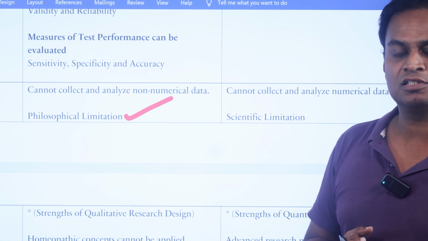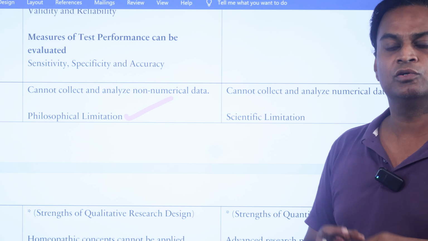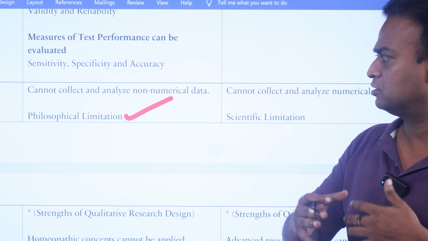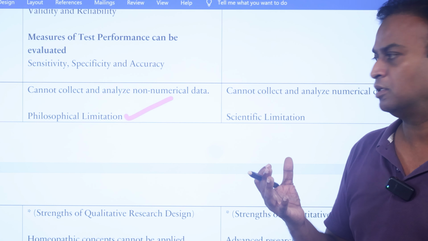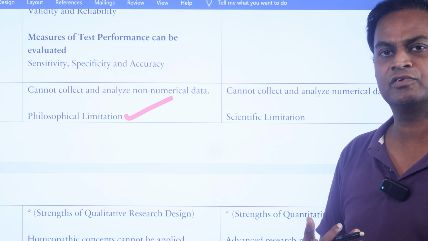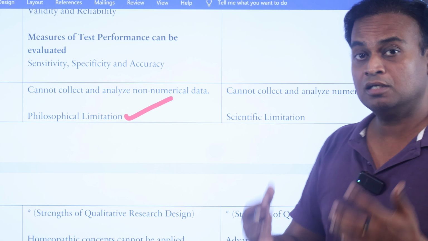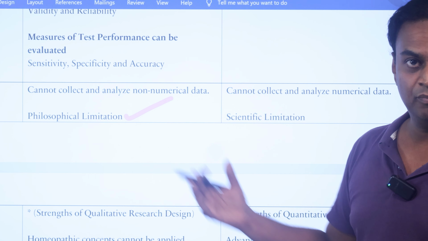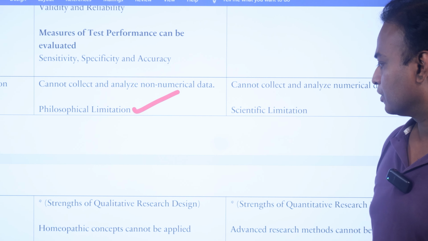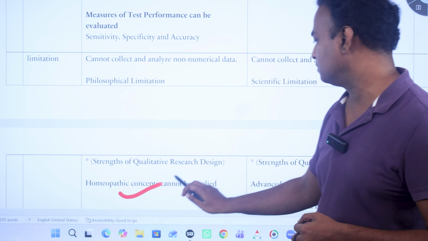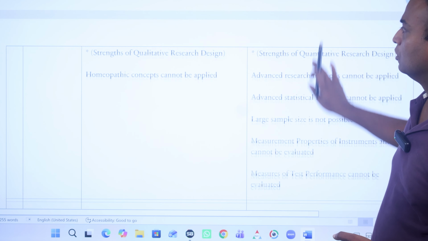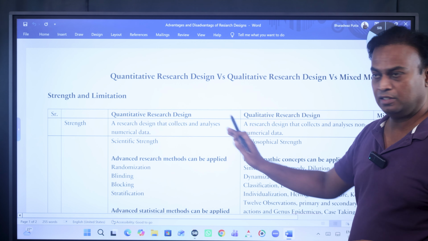There is the similia concept. In the same way, you have drug dynamization, vital force, Kent's 12 observations. This is a long list of philosophical concepts. There is a lot of philosophy behind homeopathic research. That philosophy you cannot apply in quantitative research. That is the biggest disadvantage here, that homeopathic concepts cannot be applied. That is the biggest disadvantage we have in quantitative research design.